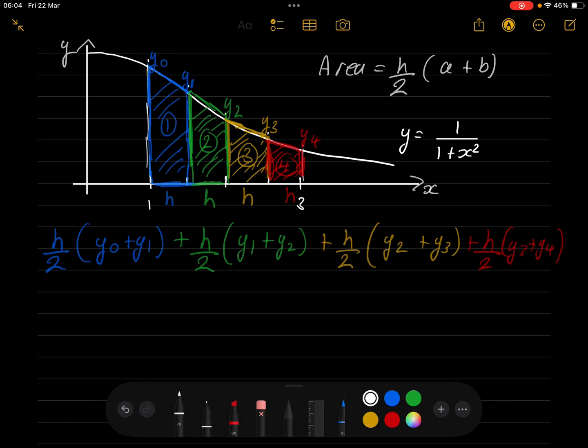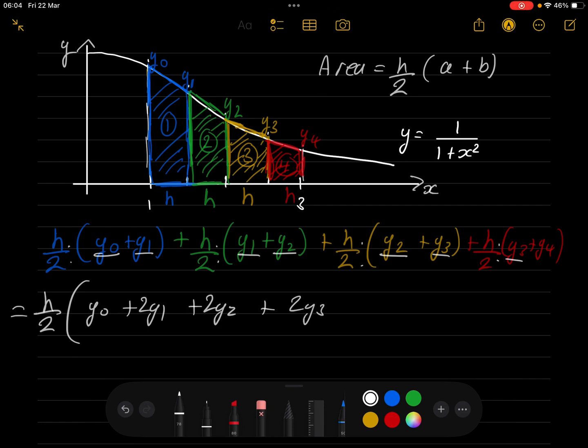Good. Let's tidy this up a little bit. I can see a common factor in each of them. We've got h over 2 in each of those brackets. So let's factor out all of that h over 2. And what are we left with? Well, we've got 1 y0, and then we've got 2 y1s, 2 y2s, 2 y3s, but just one y4 there. Good, we've got a good formula there. All that remains is to find out the specific values to substitute into our calculation.